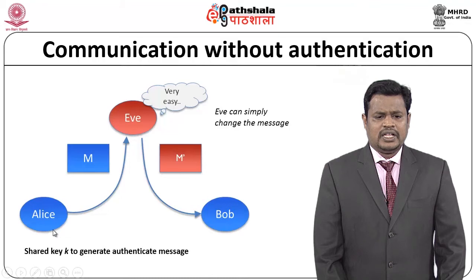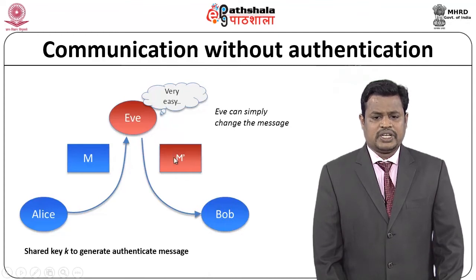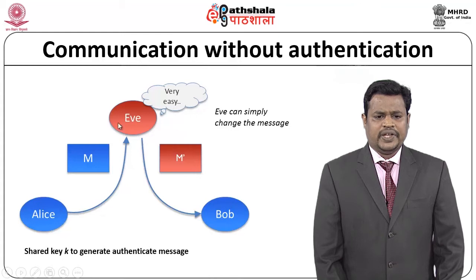Suppose Alice is generating the message, Eve simply changes the message, because here there is no authentication of the message. So if Eve can generate a new message, you can see M and M dash, where Eve can pass the message to Bob. Now Bob has no idea whether the message was sent by Alice or Eve.